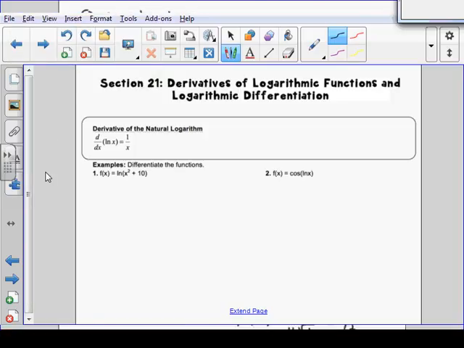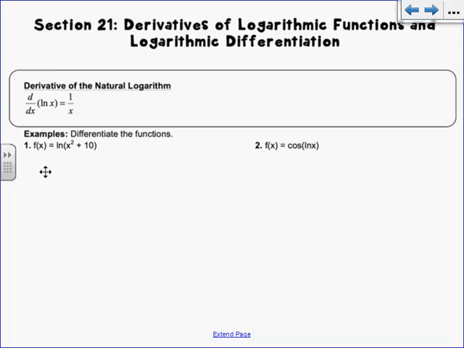So section 21 is on the derivatives of log functions and on something called logarithmic differentiation. All right, so the derivative of natural log is super simple. The derivative of natural log of x is 1 over x. So this might clear up some confusion.